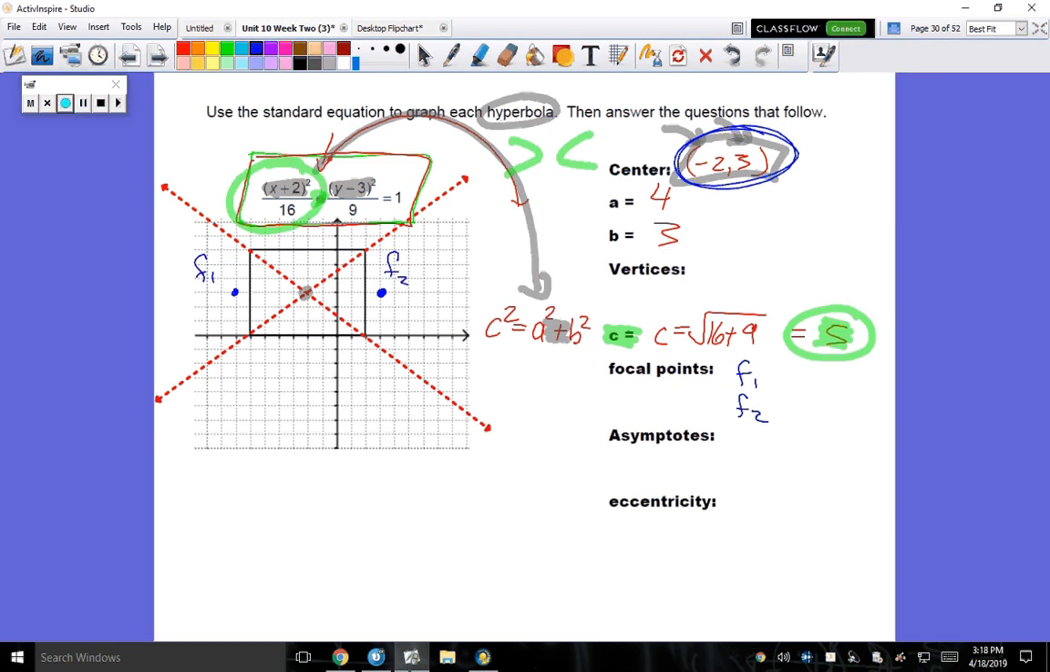What are the coordinates for F1? Negative 7, 3. What are the coordinates for F2? 3, 3.